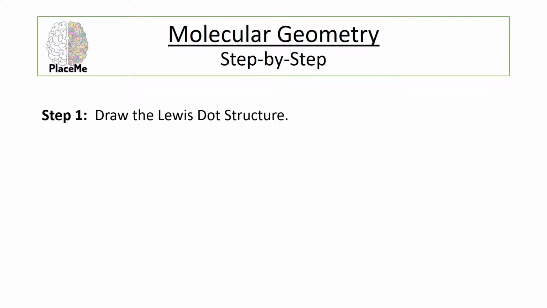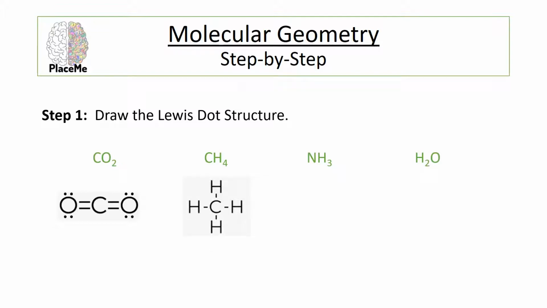Step 1, draw the Lewis structure. So here are our 4 possibilities. We've got carbon dioxide, and here is the Lewis dot structure of carbon dioxide. The next one is CH4, or methane. This is the Lewis dot structure for methane. And for ammonia, which is NH3, here's the Lewis dot structure for ammonia. And finally for water, H2O, here is the Lewis dot structure for that molecule.